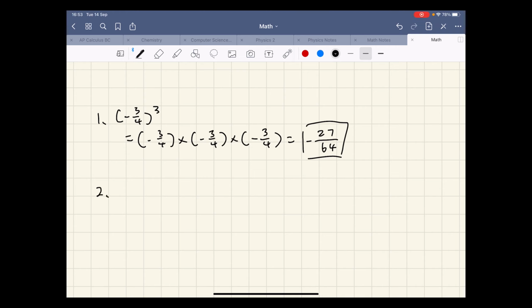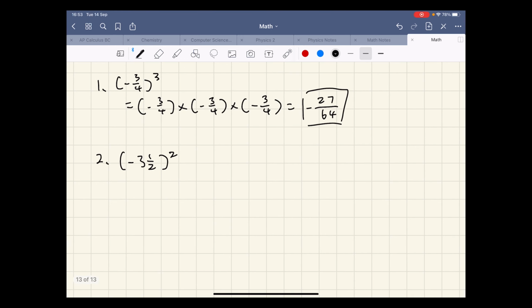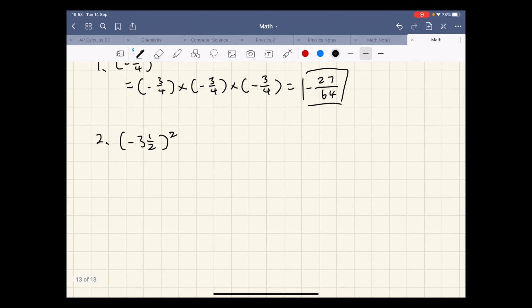Number 2. Here negative 3 1/2, or negative 3.5, to the second power. Here you want to convert this mixed fraction into a improper fraction. So you have to convert this, which gives you negative 7/2 to the second power. And now you can do negative 7/2 times negative 7/2, which is 49/4.